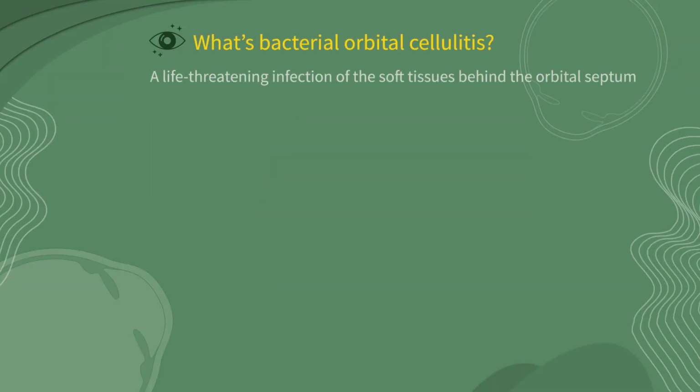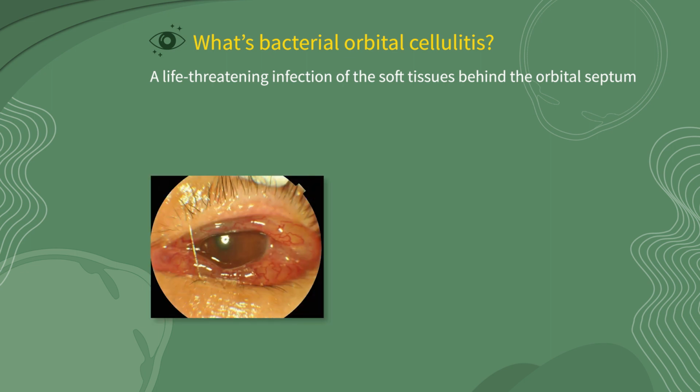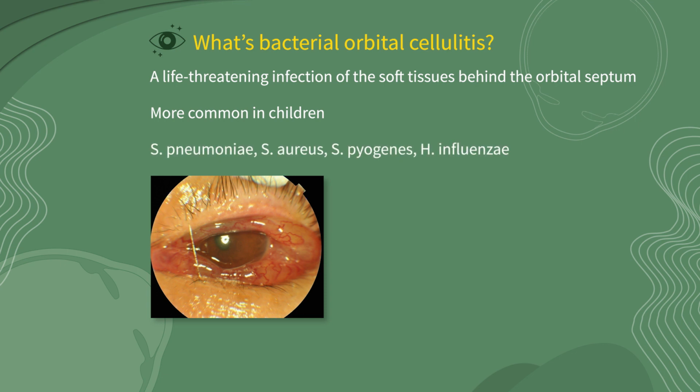Bacterial orbital cellulitis is a life-threatening infection of the soft tissues behind the orbital septum. It can occur at any age, but it's more common in children. The most common causative organisms are Streptococcus pneumoniae, Staphylococcus aureus, Streptococcus pyogenes, and Haemophilus influenzae.